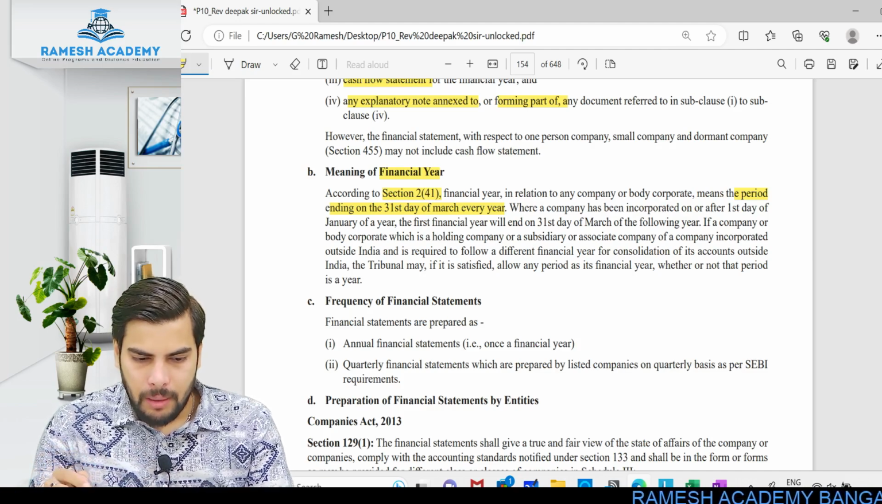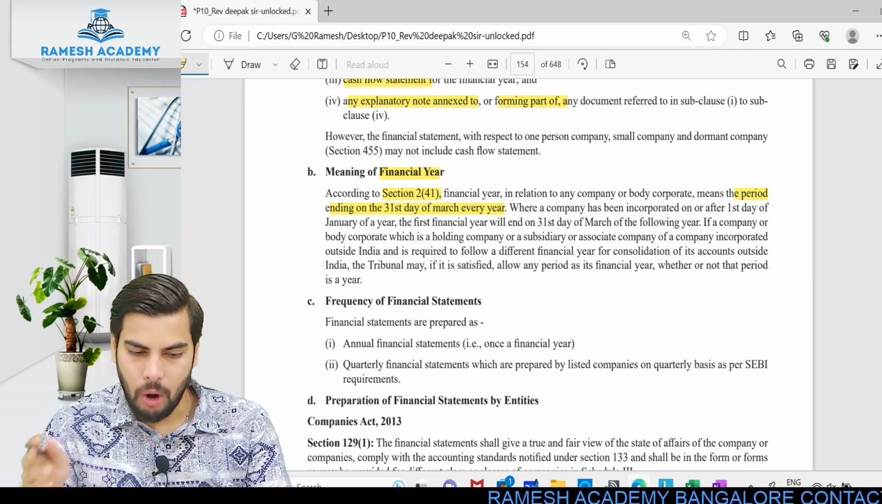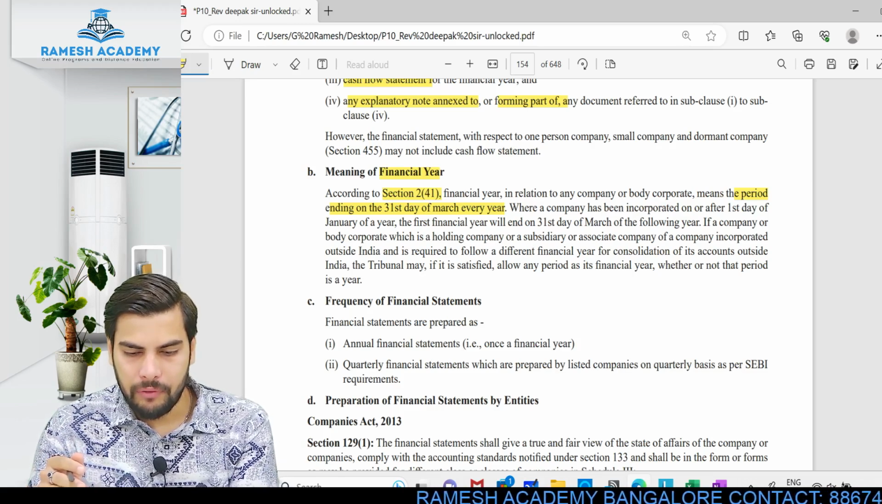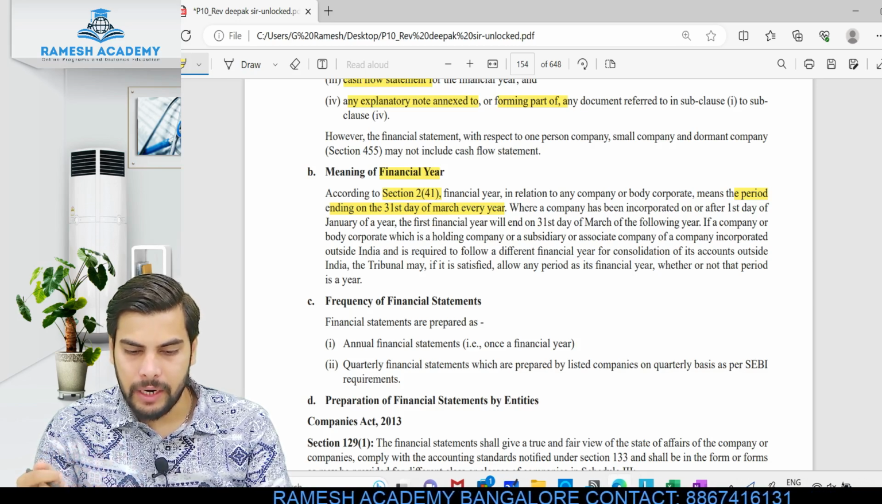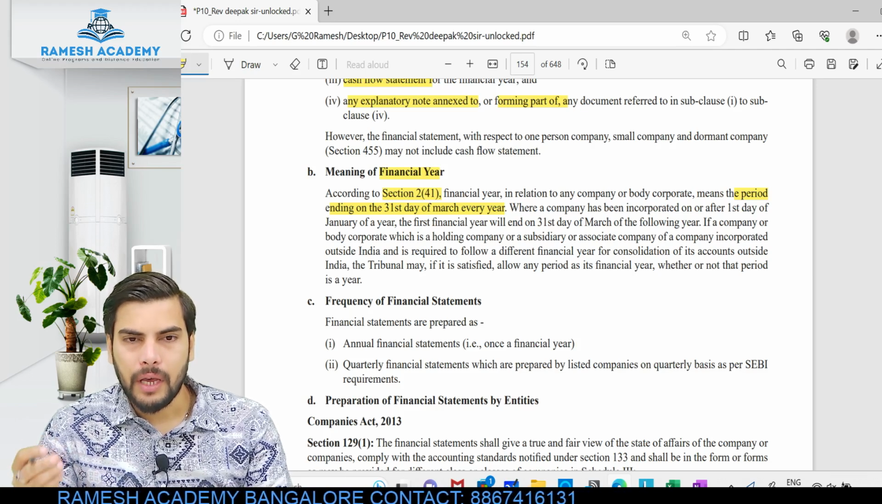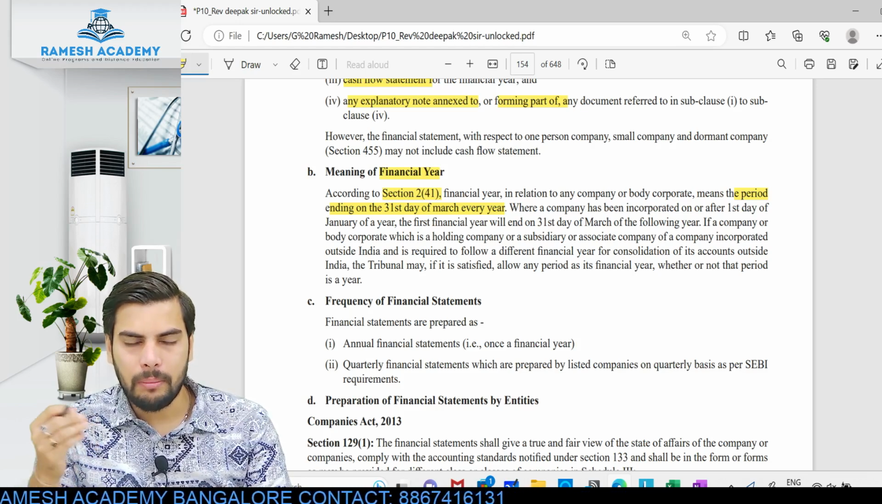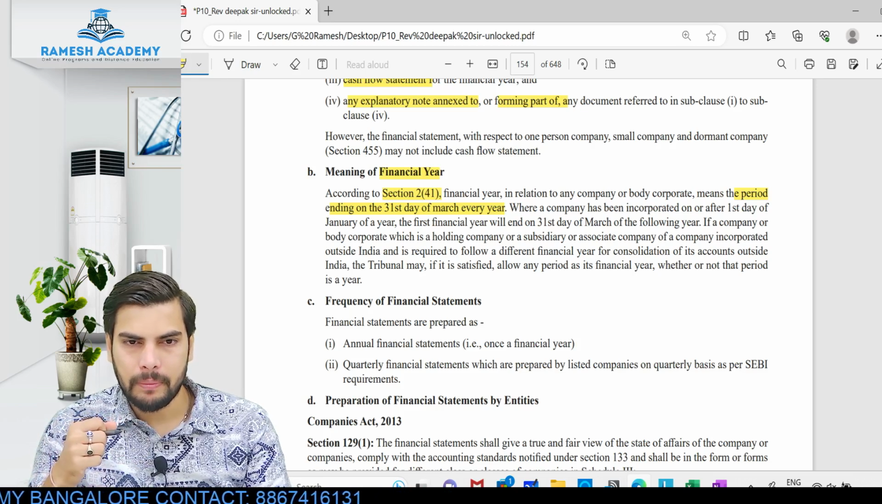Okay. So, if a company or body corporate which is holding company or subsidiary company or associate company of a company incorporated outside India and is required to follow a different financial year for consolidation of its account outside India, the tribunal may, if it is satisfied, allow any period as its financial year, whether or not that particular year is a financial year. Clear? Now, there might be few companies which will be holding company, subsidiary company or associate company of a company which is incorporated outside India. Clear? Now, let us say there is a particular company which is subsidiary of the holding company which is incorporated outside India, that is subsidiary of a foreign company.